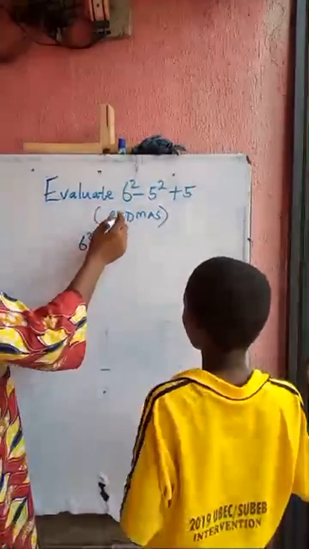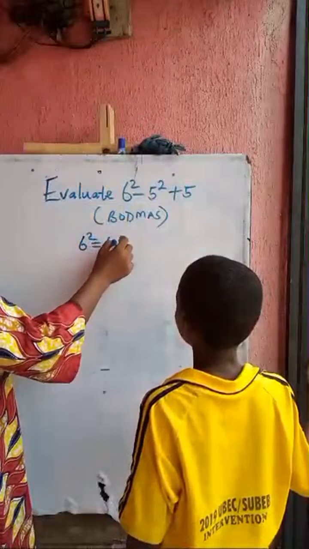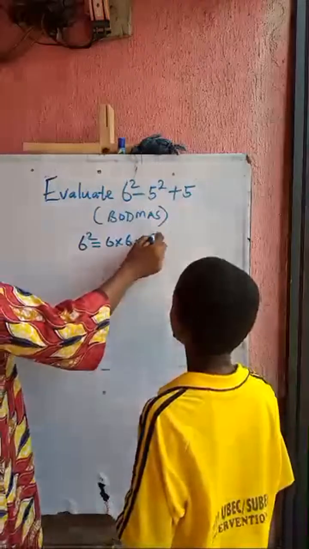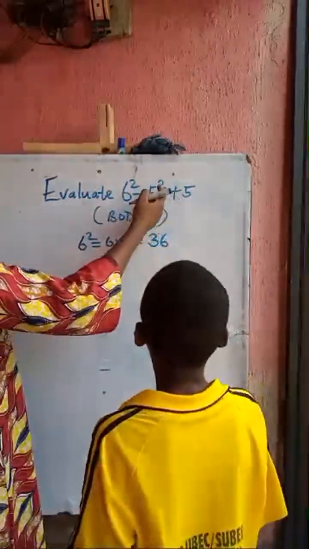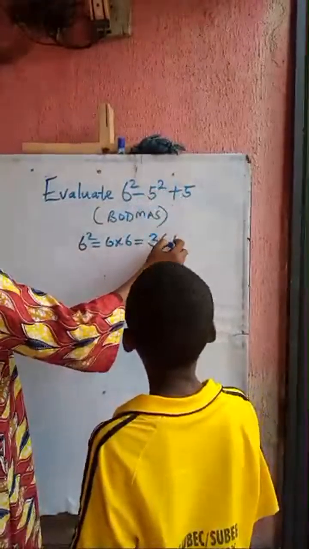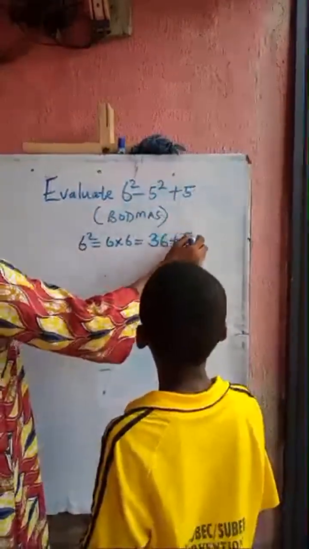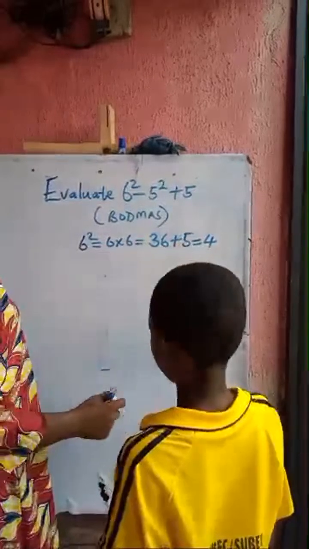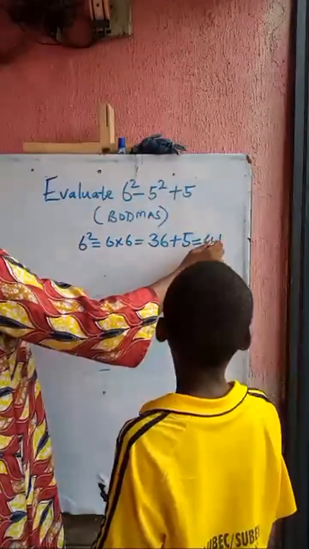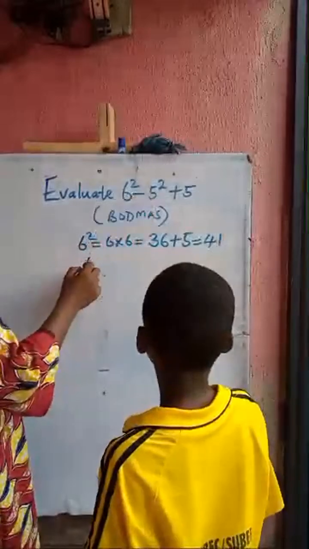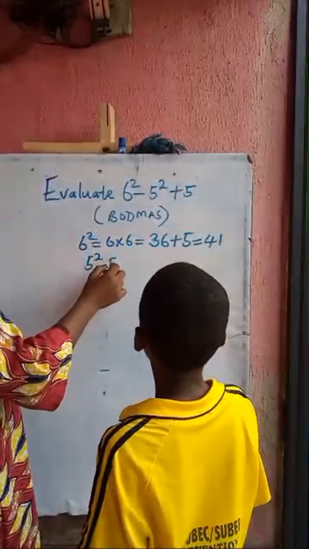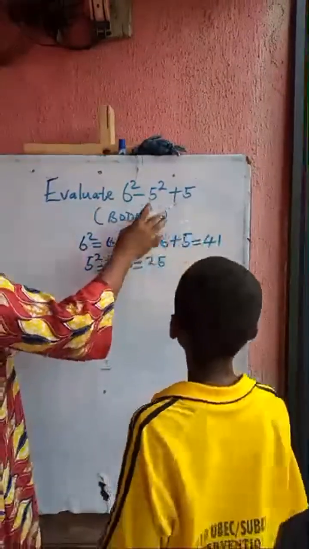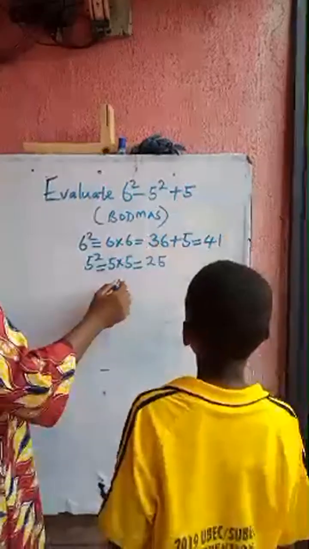6 square means 6 times 6, and that is 36. Next we are going to add it with this 5. 36 plus 5 will give us 41. So next we have 5 square. 5 square means 5 times 5, which equals 25. So we are going to subtract 25 from 41.